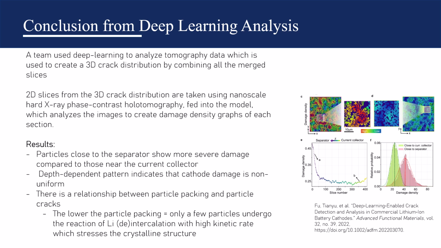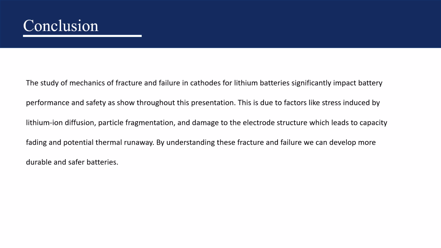So in conclusion, the study of mechanics of fracture and failure in cathodes for lithium batteries significantly impacts battery performance and safety, as shown throughout this presentation. This is due to factors like stress induced by lithium-ion diffusion, particle fragmentation, and damage to the electrode structure, which leads to capacity fading and potential thermal runaway. So by understanding these fracture and failure mechanisms, we can develop more durable and safer batteries.